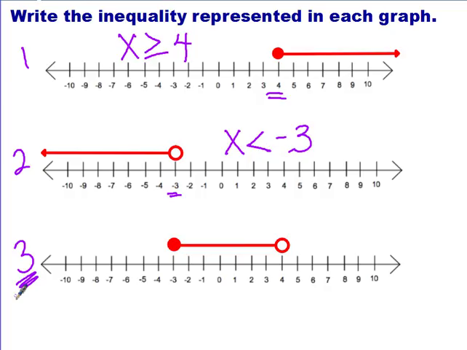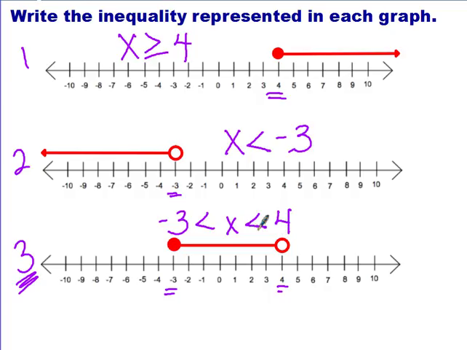Number 3 is a little bit different. This is our compound inequality. So the easiest way to do this is to write your lowest number first, leave a space, put your x in the middle, and then write your highest number. If we do it that way, our inequalities will all open the same way, towards the bigger number.